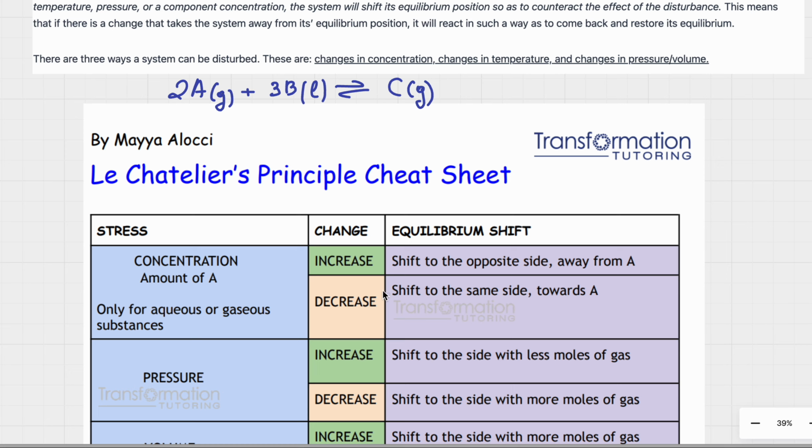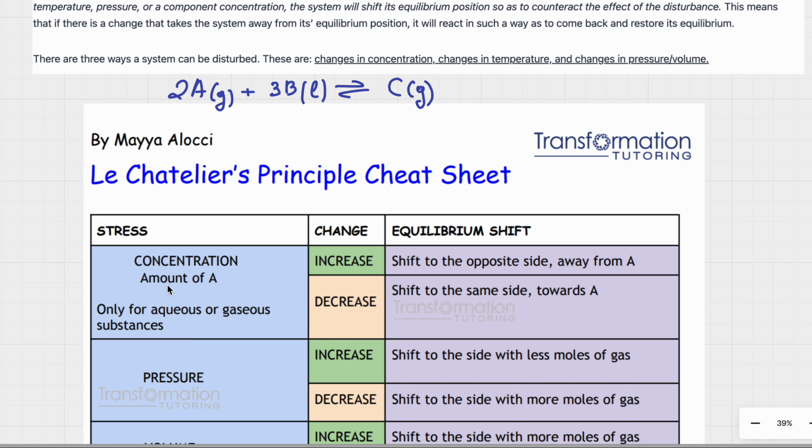If my concentration decreases, then the equilibrium will shift to the same side. So if my A decreases, where does the equilibrium shift? To the same side, so it would shift to the left. Let's do this for C. If C increases, I shift to the opposite side. I will shift to the left. If C decreases, I shift to the same side. I will shift to the right.